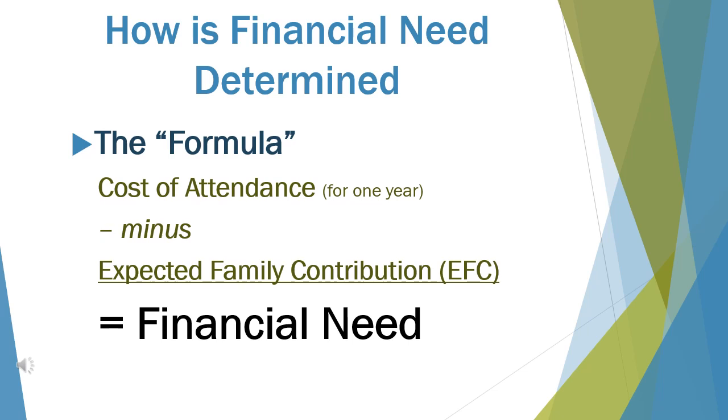How is my financial need determined? The formula to determine financial need is basically this. It is the cost of attendance for 1 year minus the expected family contribution. This equals a student's financial need.